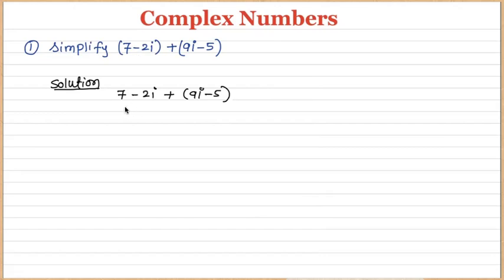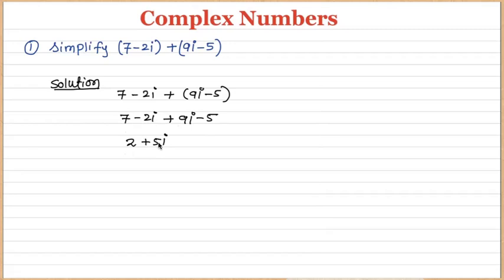So this is just the combination of like terms here. You have 7 minus 2i here, and in the other one, if you remove that parenthesis, 9i minus 5. So you can combine the real part with the real part. That is 7 minus 5, which is a 2. And then you have 9i minus 2i, that is a 5i. So your answer is 2 plus 5i.